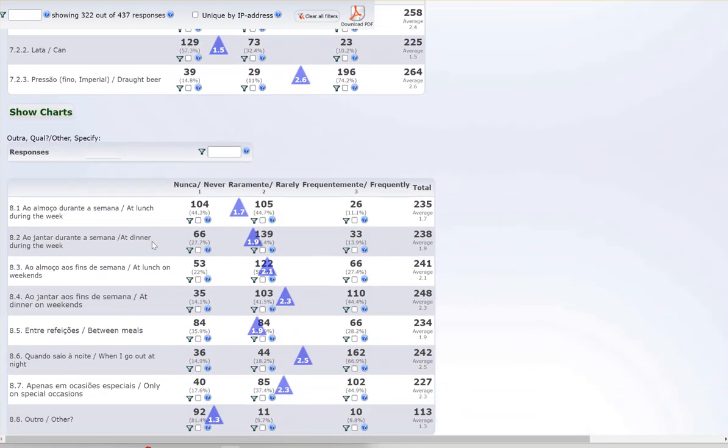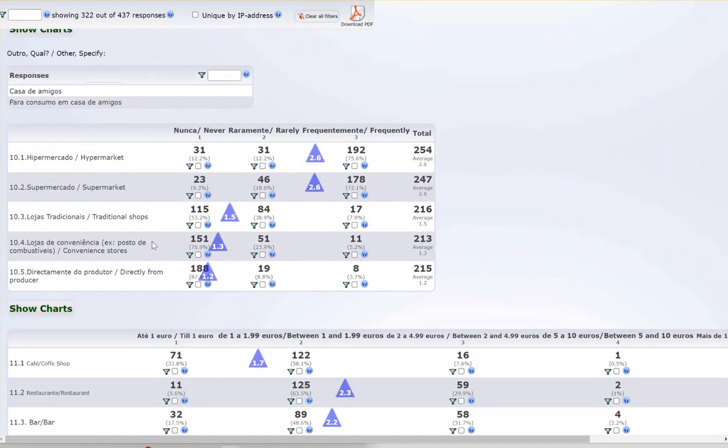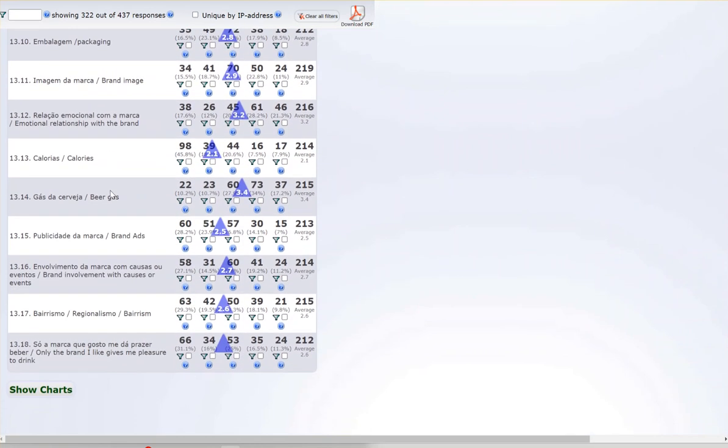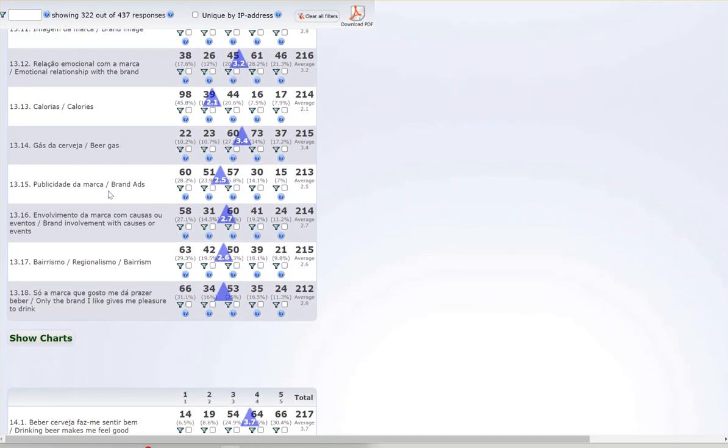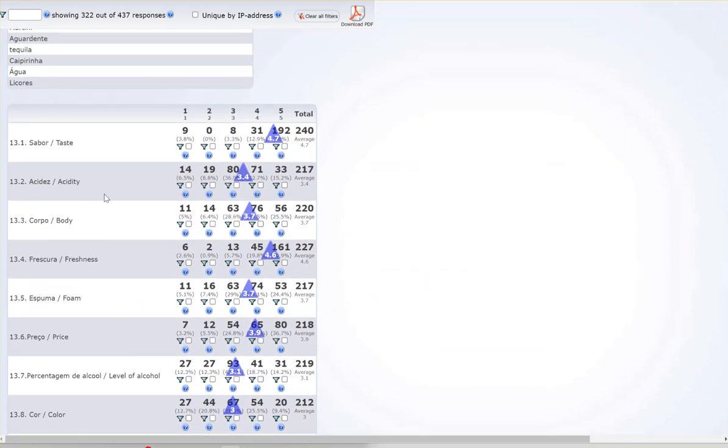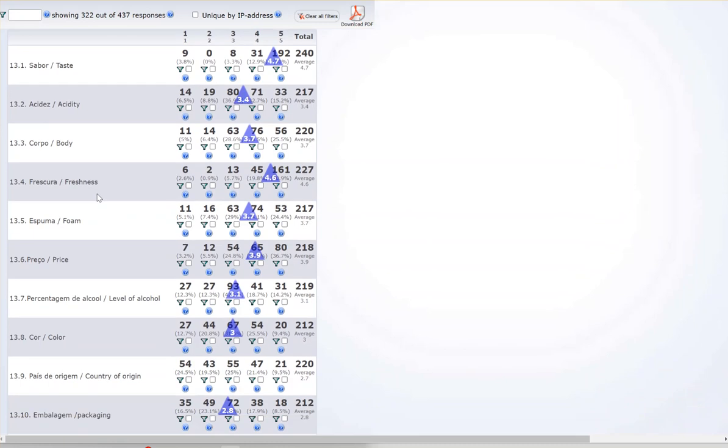So in this case, I'm going straight on to question 13, I guess. Let me see. To question 13. And in this question, we have a Likert type scale from 1 to 5, in which 1 means not important, 5 means very important. And in our research, we identified something like 18 attributes regarding beer. And we decided to ask them about their preference regarding this consumption.